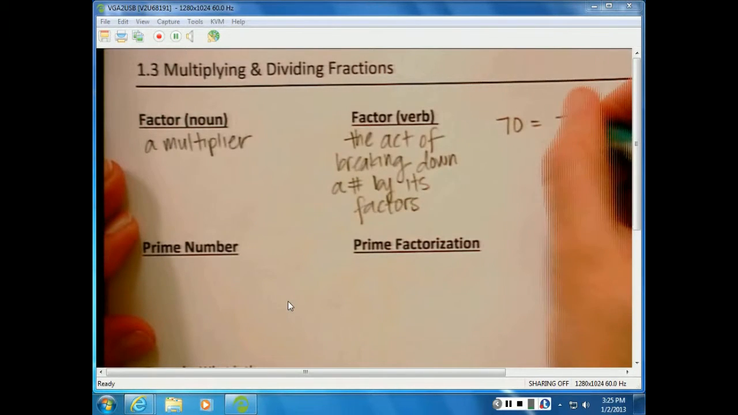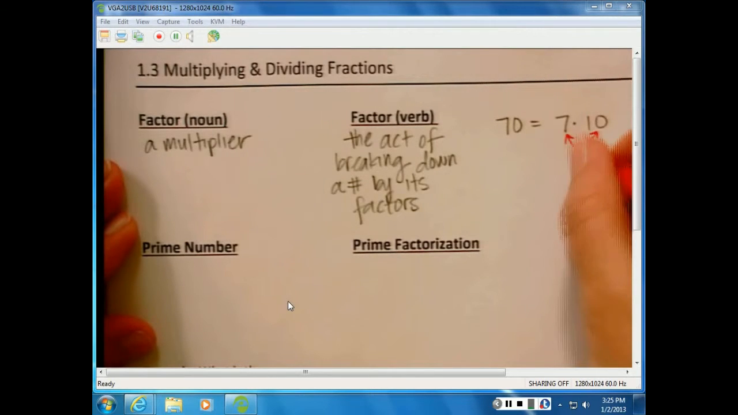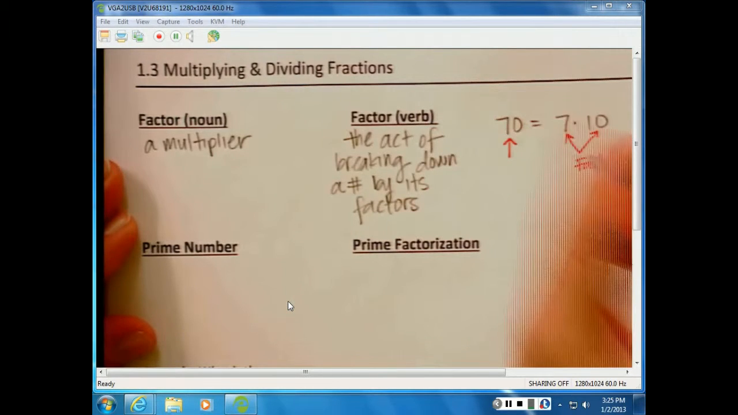7 times 10, we would say that 7 and 10 are factors, and that 70 is the product.